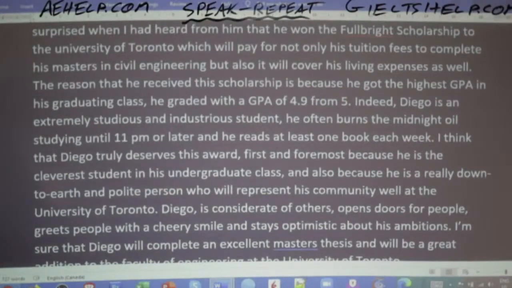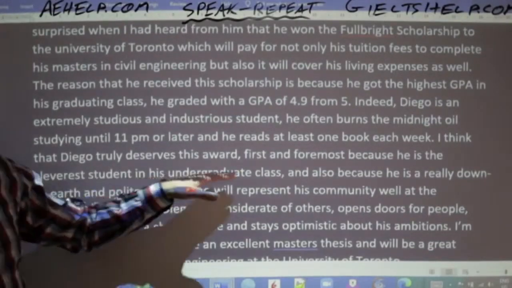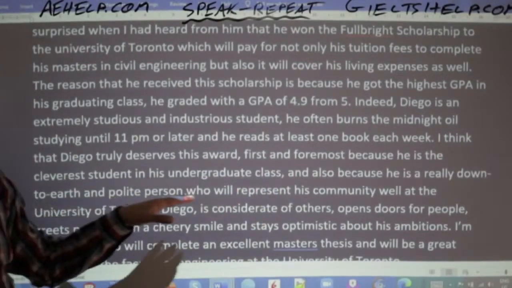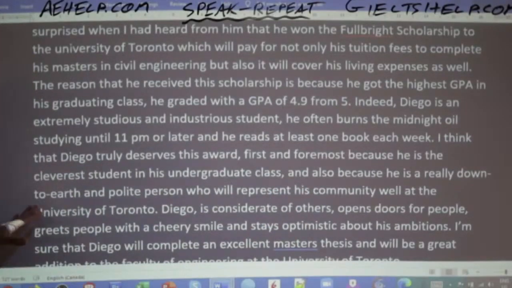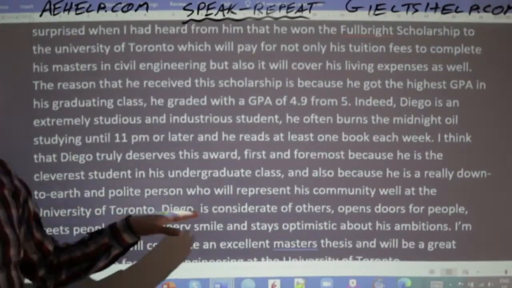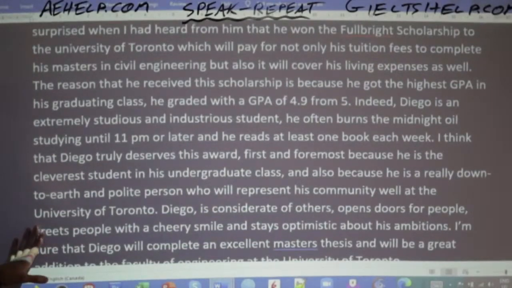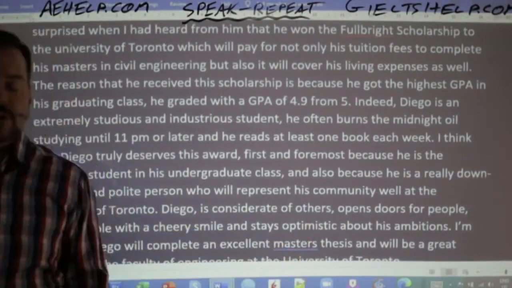Indeed, Diego is an extremely studious and industrious student. He often burns the midnight oil, studying until 11 p.m. or later, and he reads at least one book each week. I think that Diego truly deserves this award, first and foremost because he is the cleverest student in his undergraduate class, and also because he is a really down-to-earth and polite person who will represent his community well at the University of Toronto.